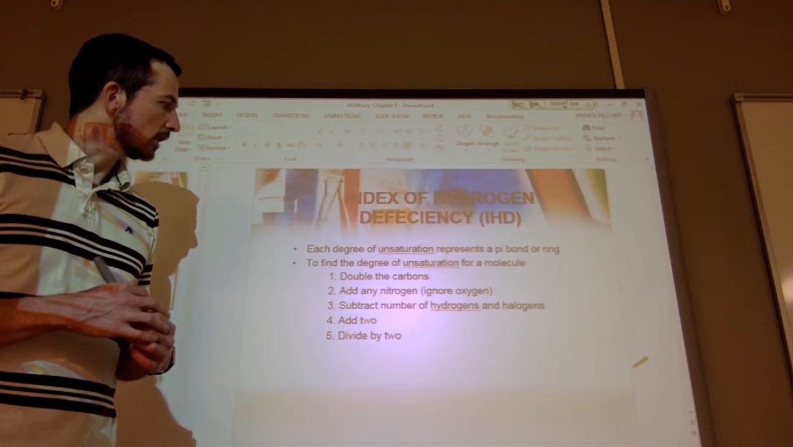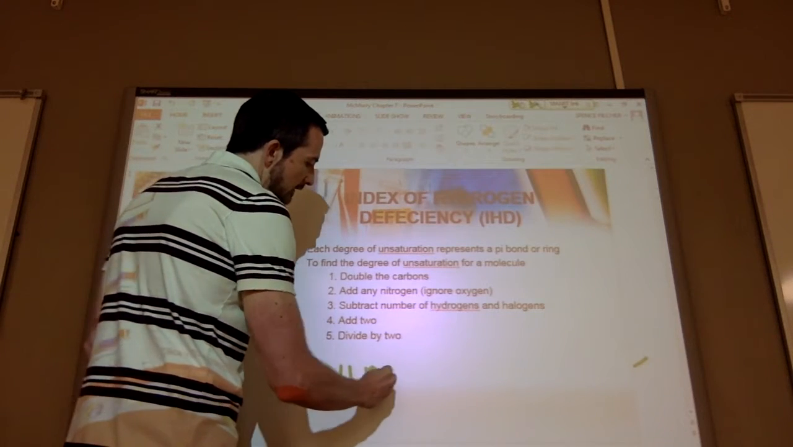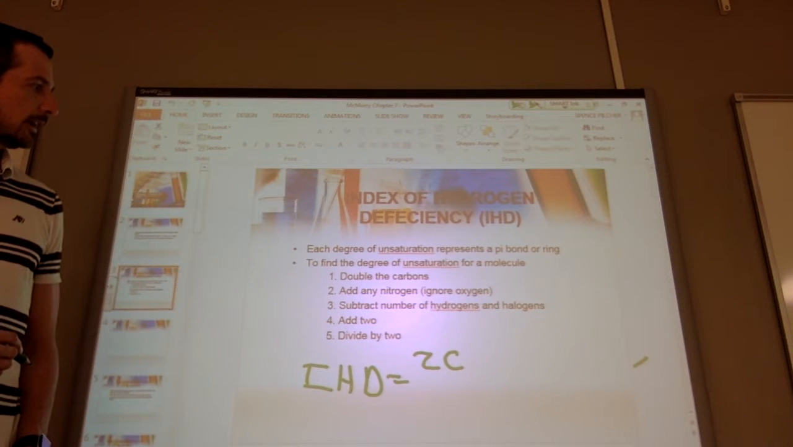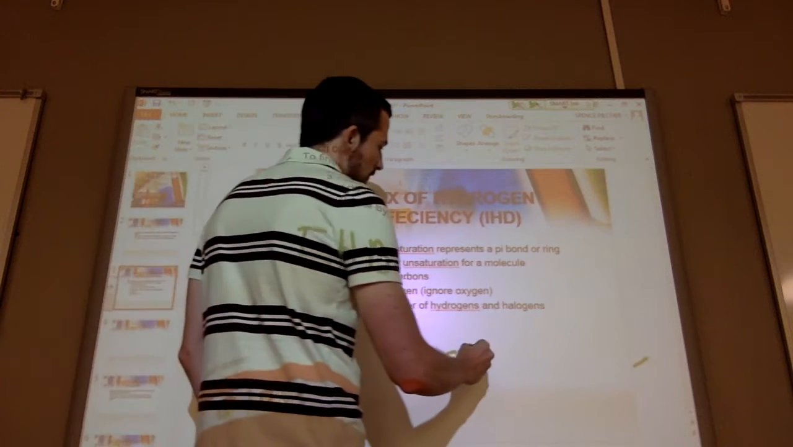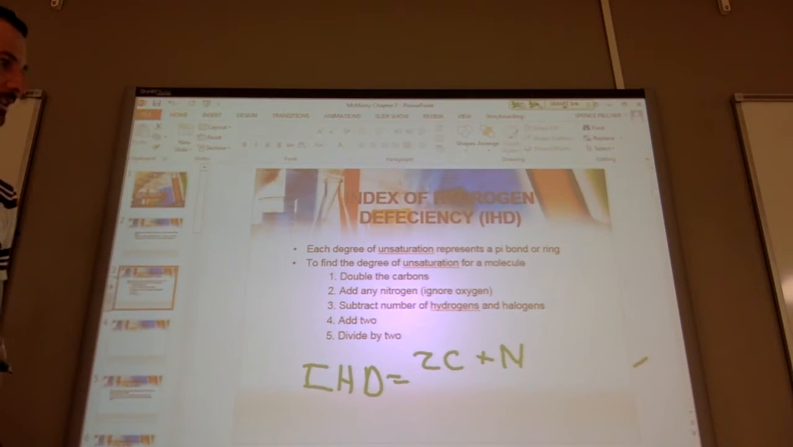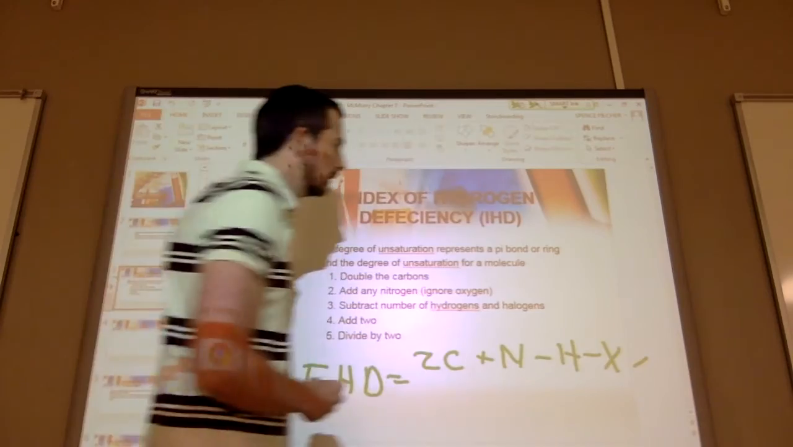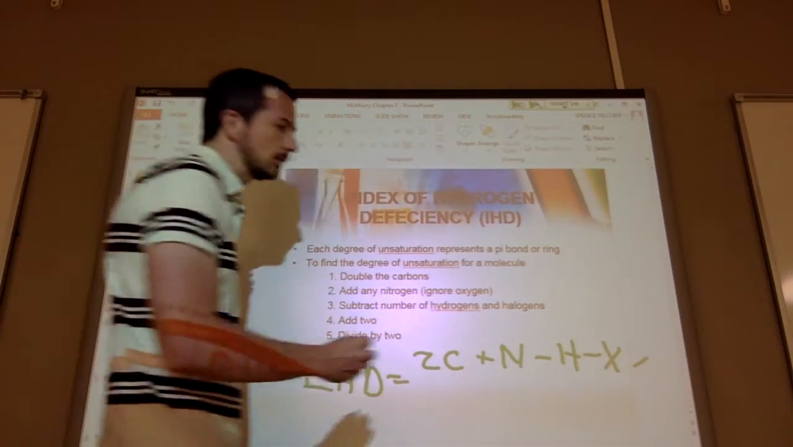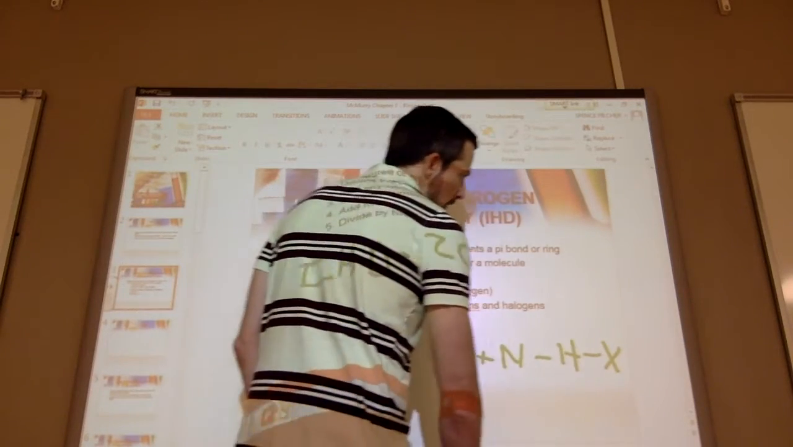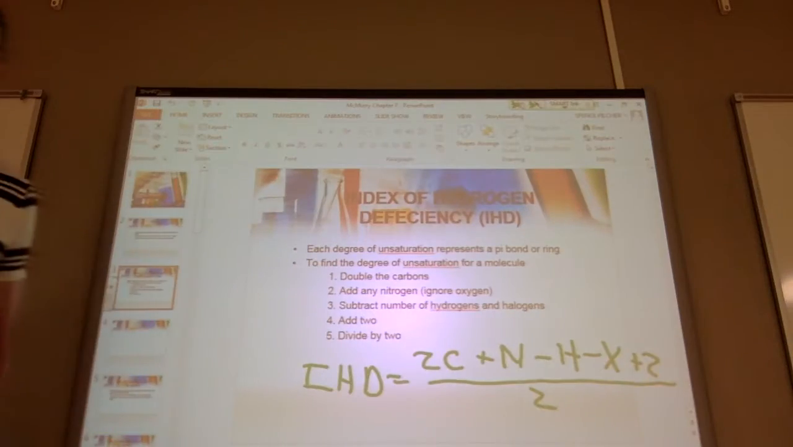So this is the formula. IHD equals: double the number of carbons, add any nitrogens, subtract number of hydrogens and halogens, plus 2, and divide by 2.